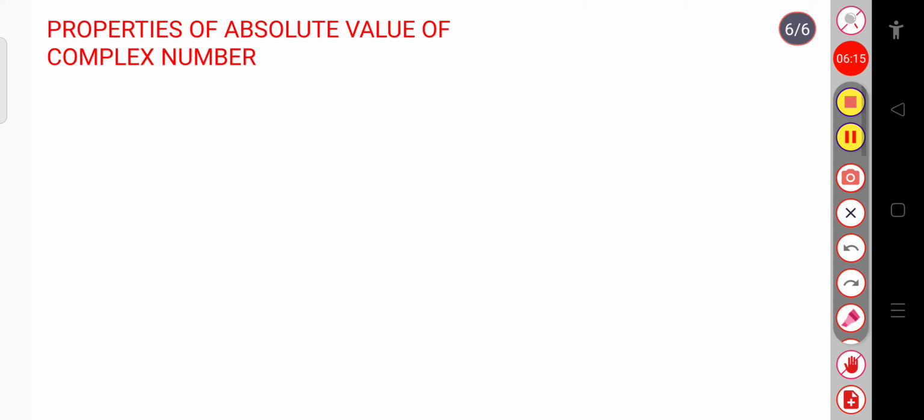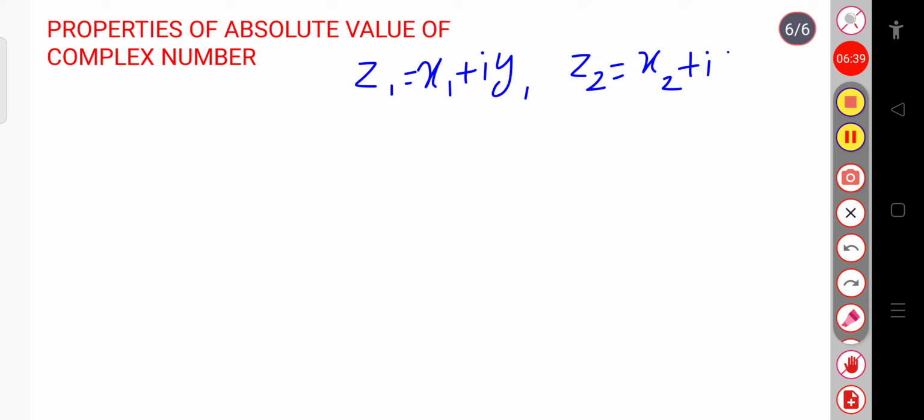Now we will see the properties of the absolute value of a complex number. Let us consider two complex numbers, z1 equal to x1 plus iota y1 and z2 equal to x2 plus iota y2.